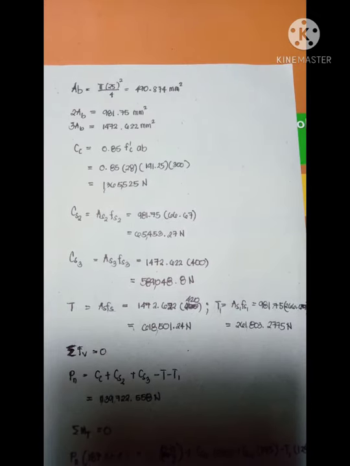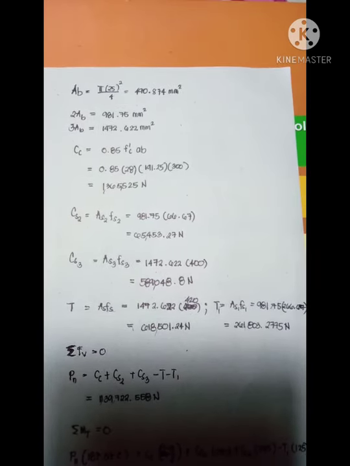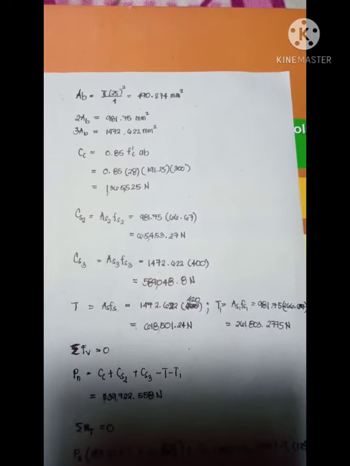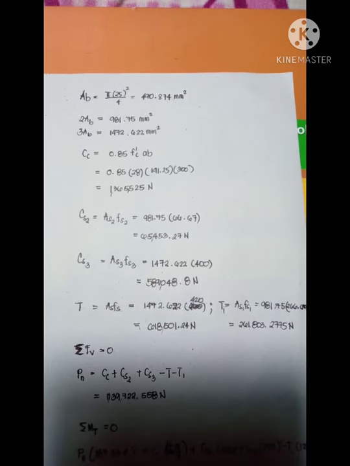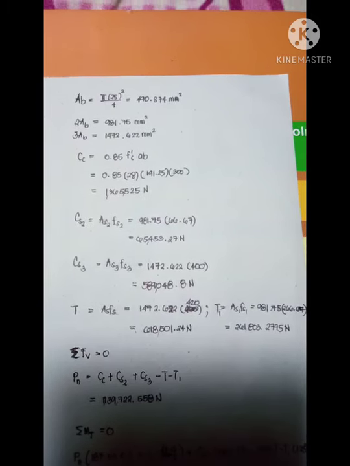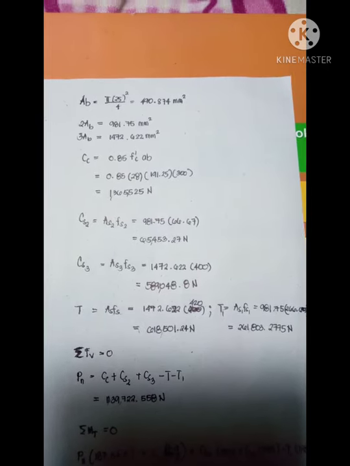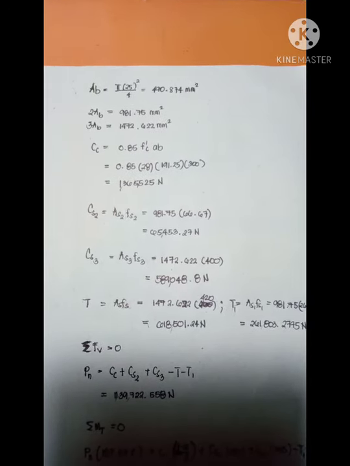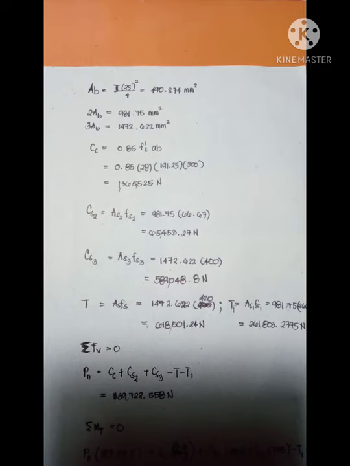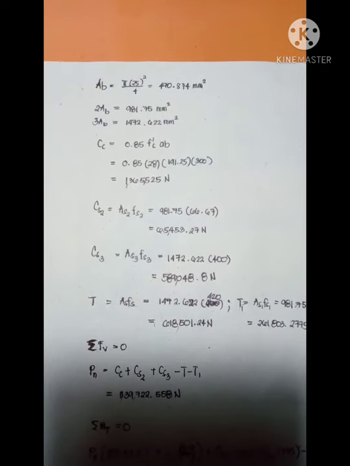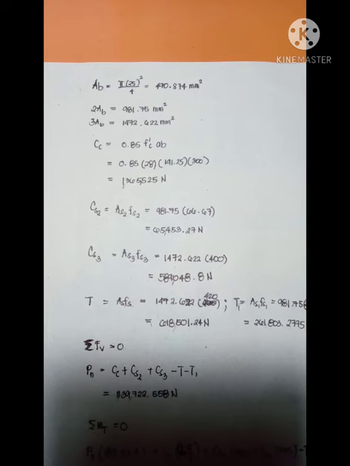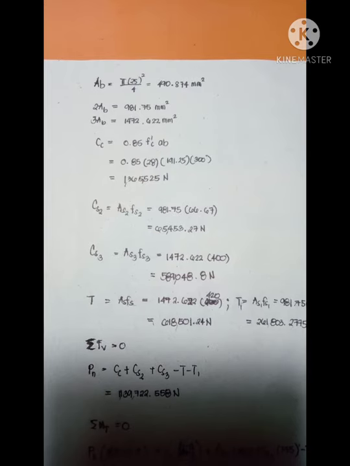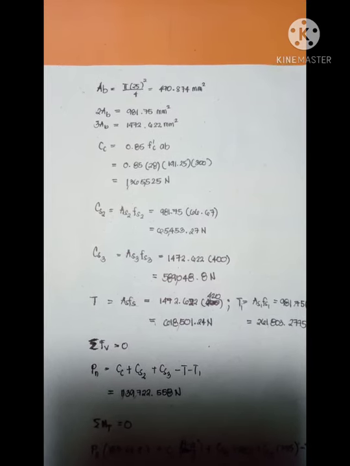Now let's move on to determining the bar area. We have here the formula of pi times the diameter of the bar, which equals 25, squared, divided by 4, and 1 bar is equal to 490.874 mm squared. For the 2 bars, we have 981.75 mm squared, and for the 3 bars, we have 1472.622 mm squared.